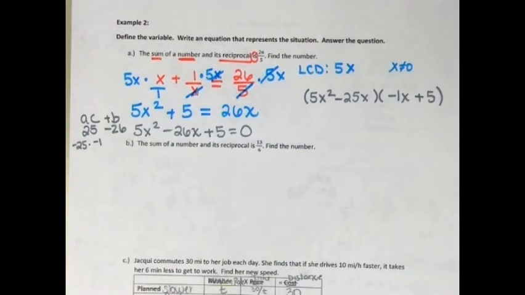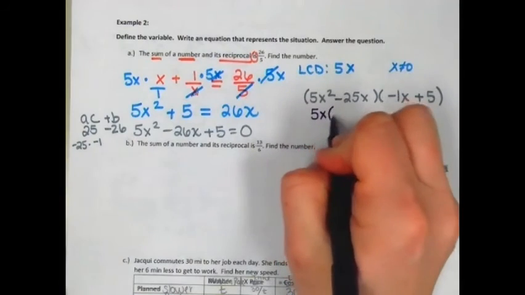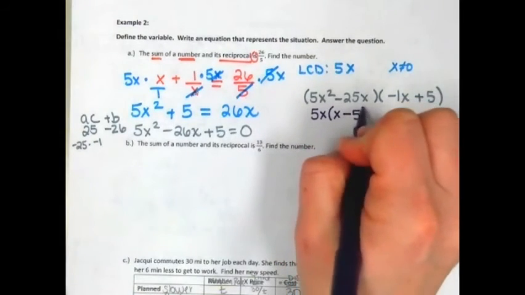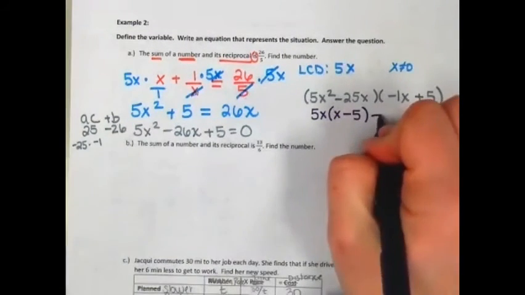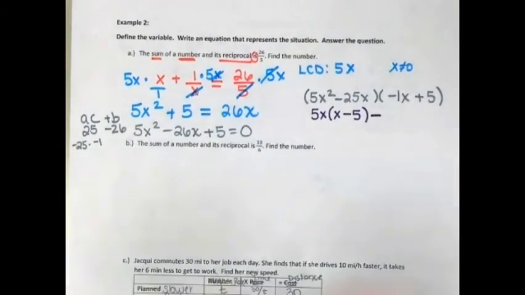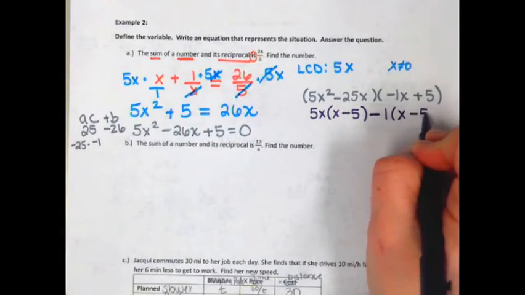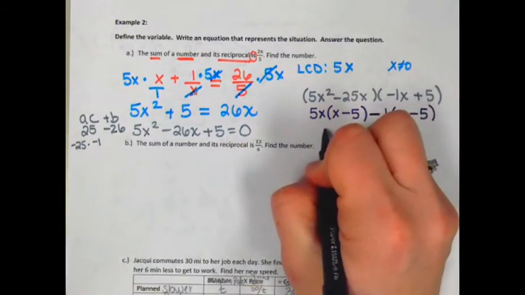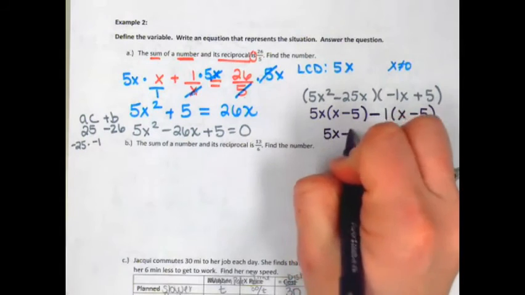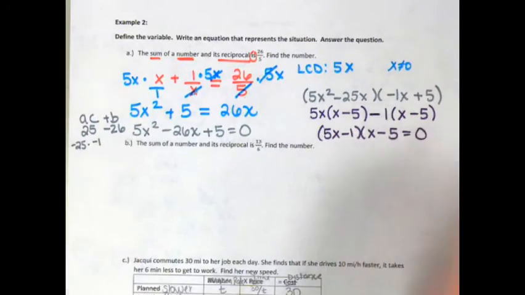So what is my GCF between 5x squared and 25x? 5x. And what's left over? X minus 5. Because my first term is negative, I need to pull out a negative number. And it's a negative 1. And I'm left with a positive x and a negative 5. So what is my factor form? 5x minus 1 and x minus 5.